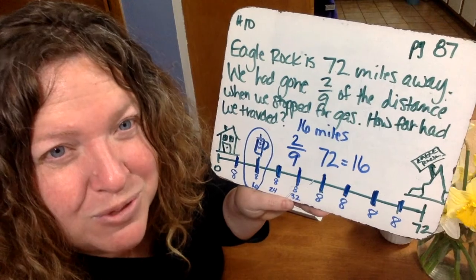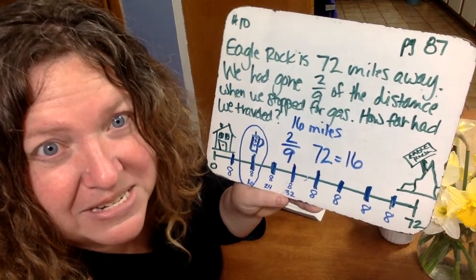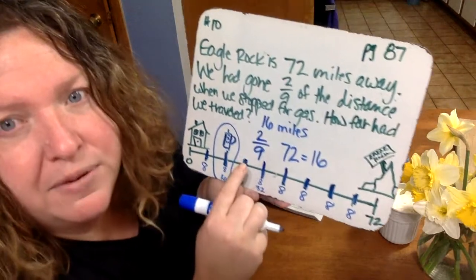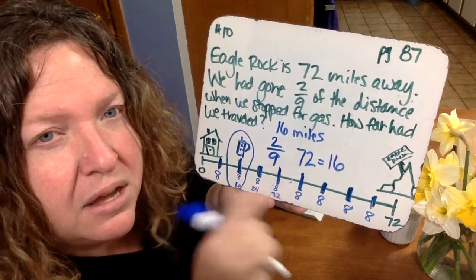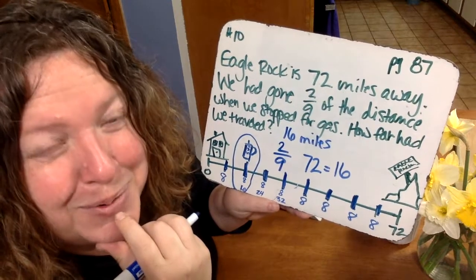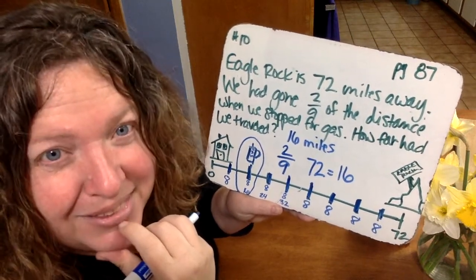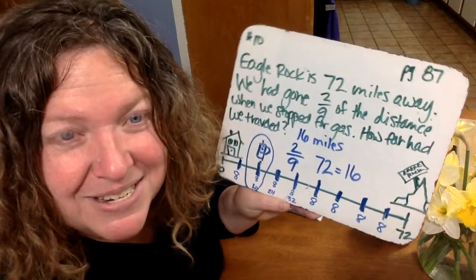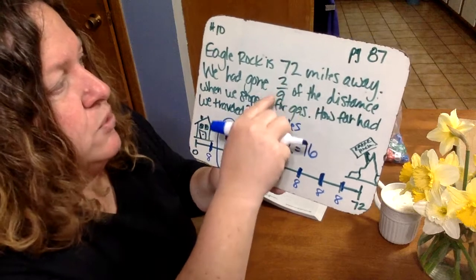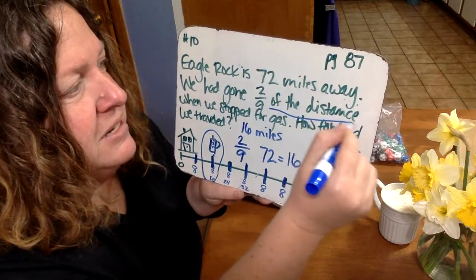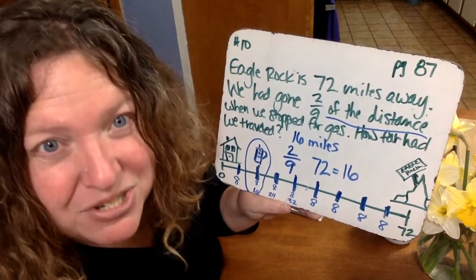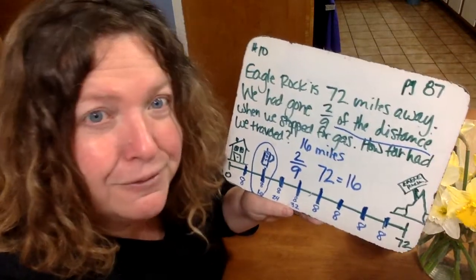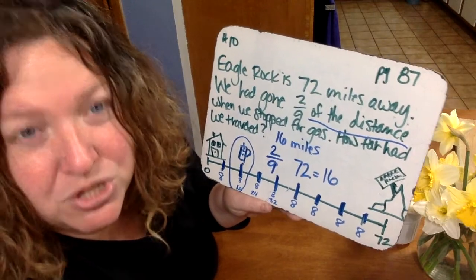Notice how some of those words have mathematical connotation. That means they mean something in math. 2 ninths, we wrote that, of. 2 ninths of 72. Do you remember what the word of means in math? Groups of. That means multiplication. So when we say we've gone 2 ninths of the distance, that actually means multiplication. Times means groups of. And sometimes they don't even use the word groups, they just use of.